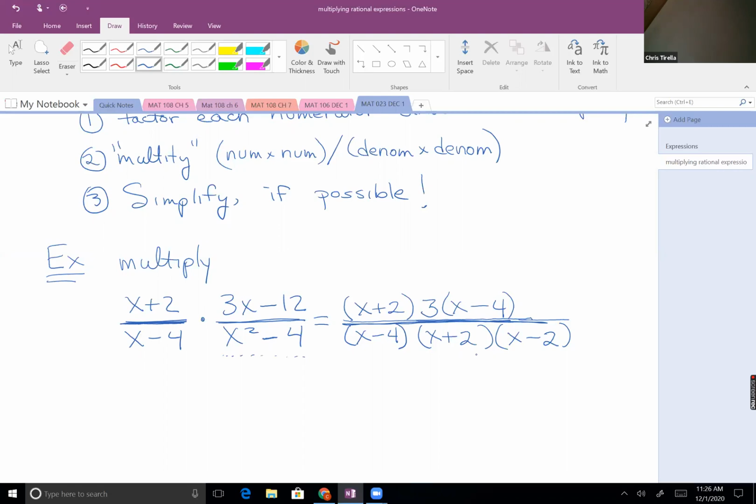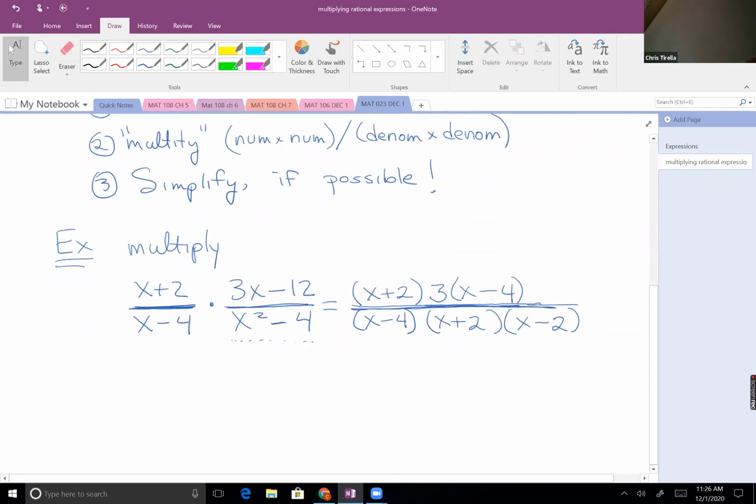By multiplying them in factored form, does everybody see that since it's already factored, I can reduce now? Is there anything common to the numerator and the denominator? The x plus 2 and the x minus 4. They both have an x plus 2. I can divide it out. Beautiful. They both have an x minus 4. And so my final answer is 3 over x minus 2.